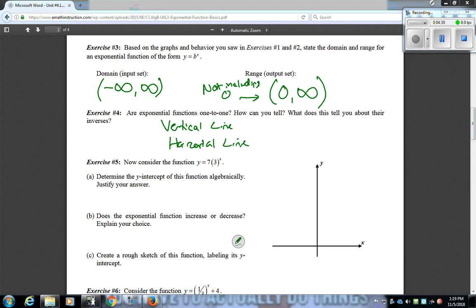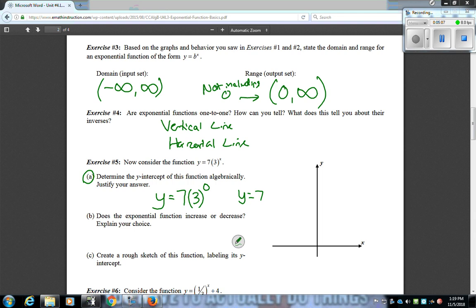And then for exercise 5, they want us to do the function 7 times 3^x. And they want us first to do the y-intercept. And it says justify it algebraically. So in the case of this, the y-intercept would be when x is 0. So if you do have 7 times 3 to the 0 power, anything raised to the 0 power is 1. So that means the y-intercept is going to be at 7.